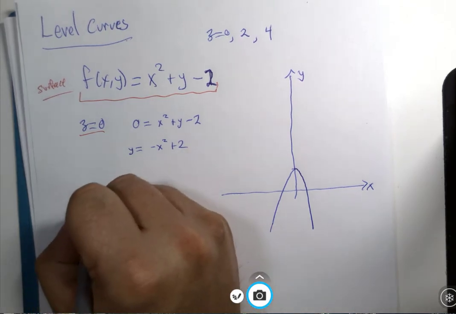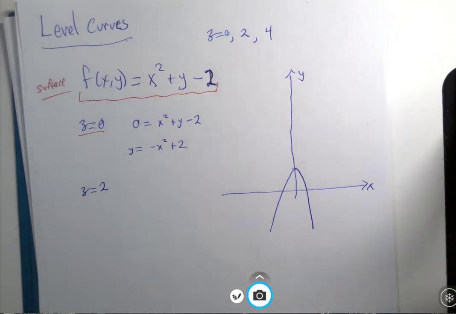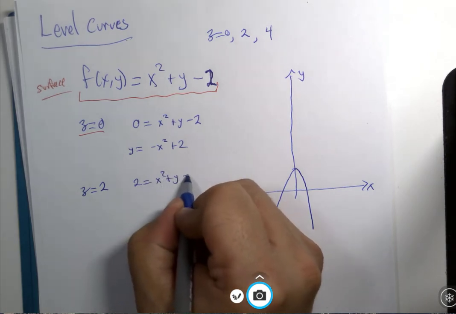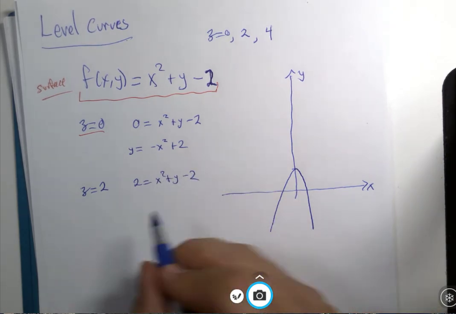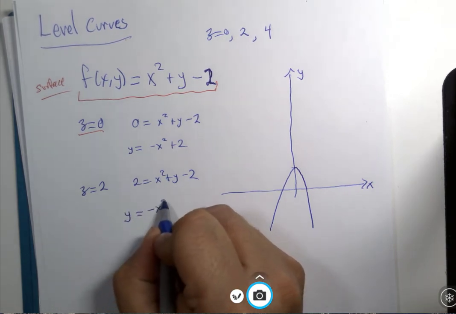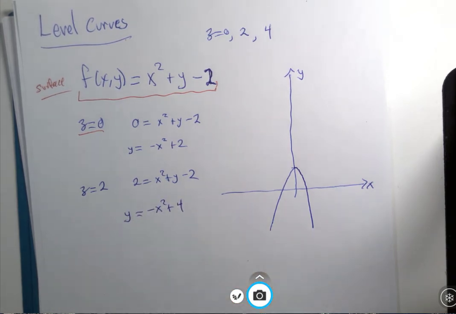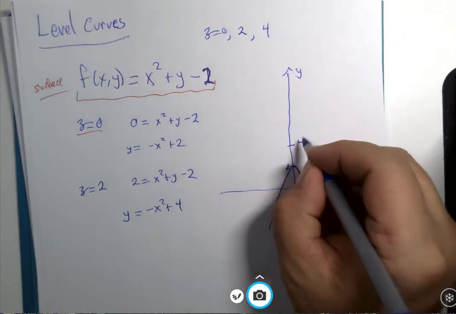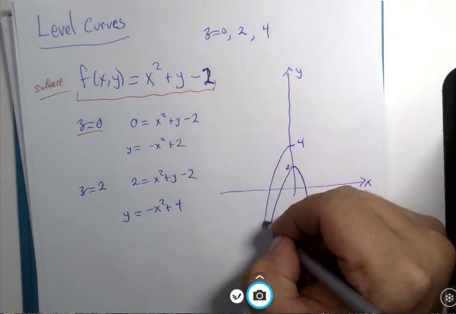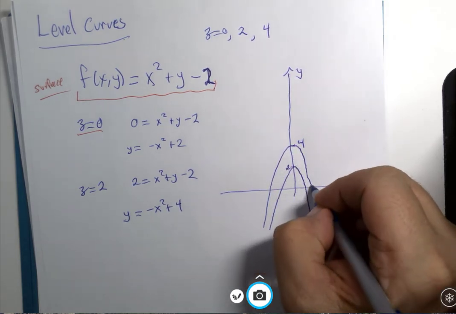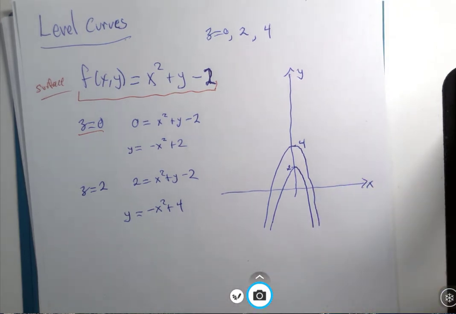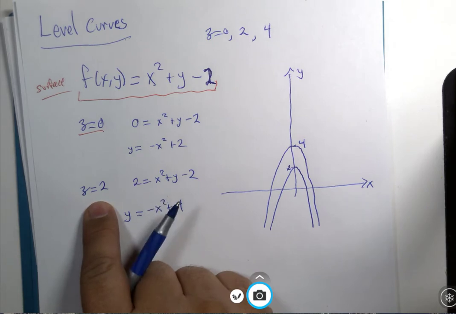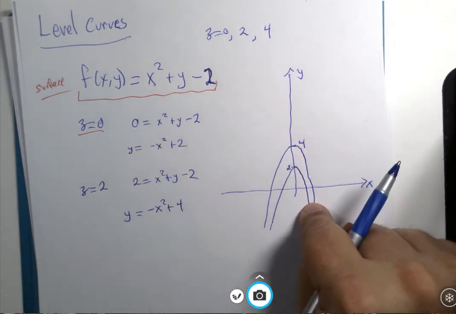If we let z equals 2, 2 equals x squared plus y minus 2, I think you will find that y is equal to negative x squared plus 4. That's a parabola also. So we'll call that 4. And it would look something like this. So if I go 2 units in the z direction and slice the graph horizontally, I'll get a parabola cross-section again.